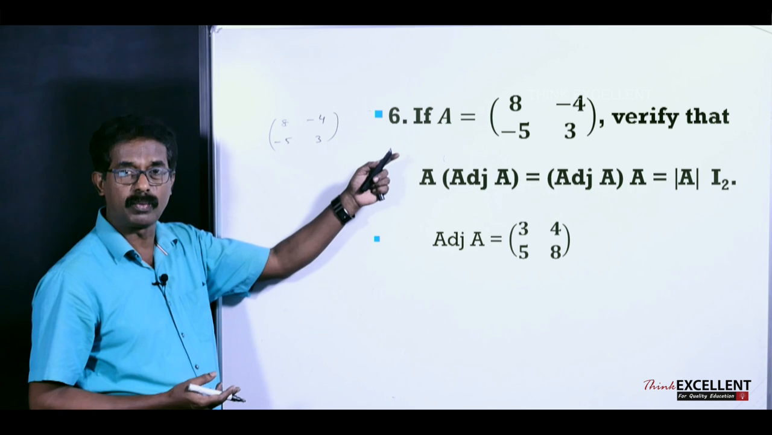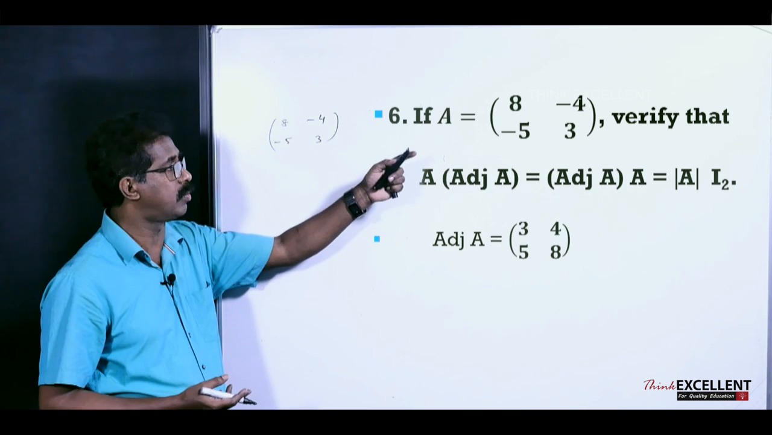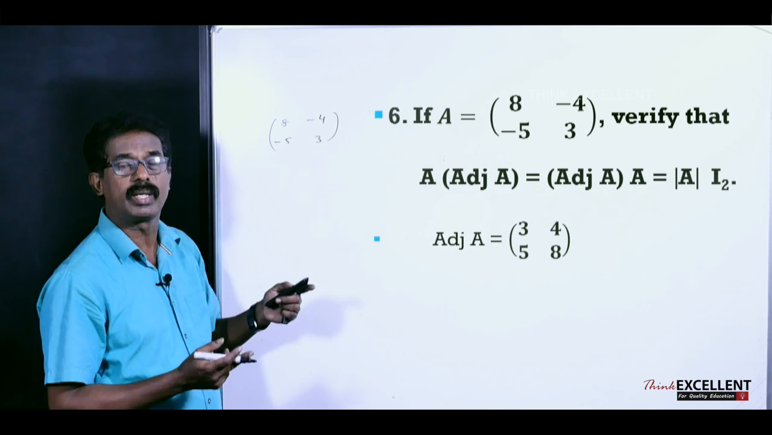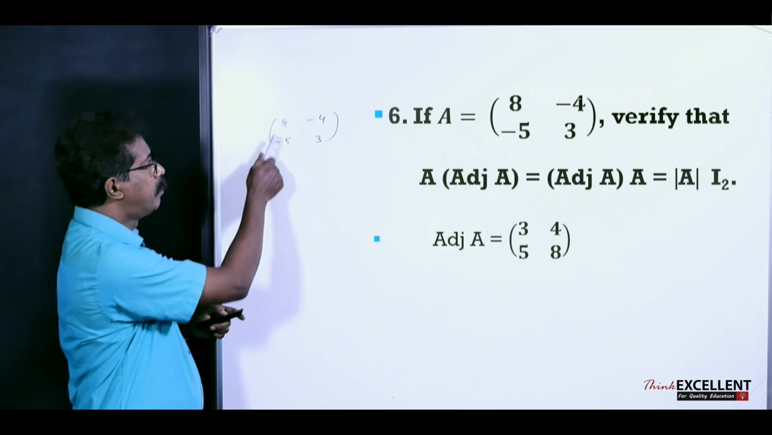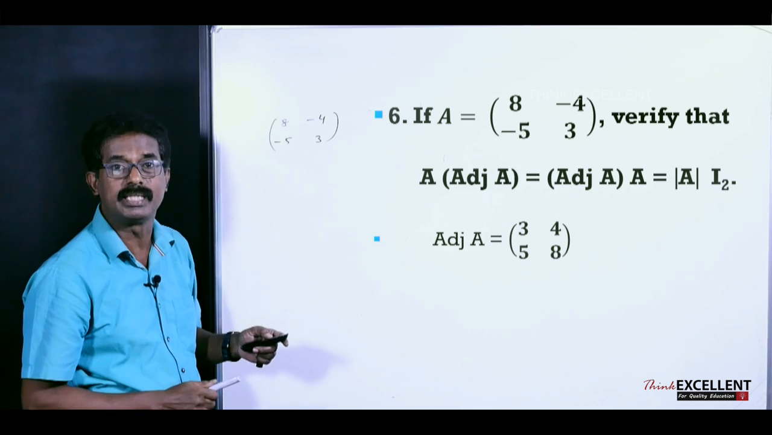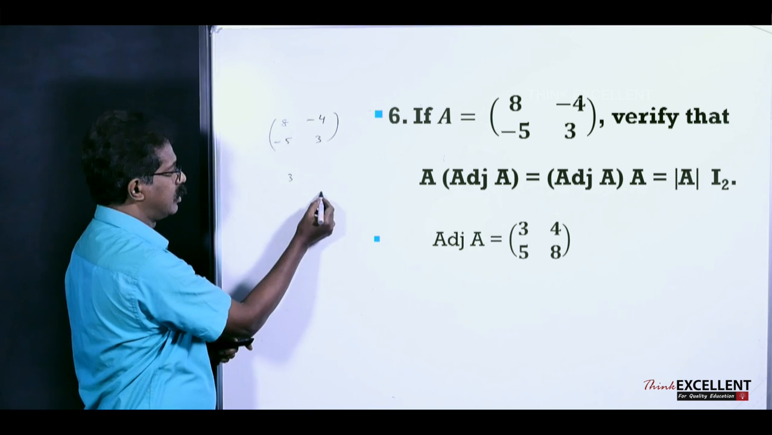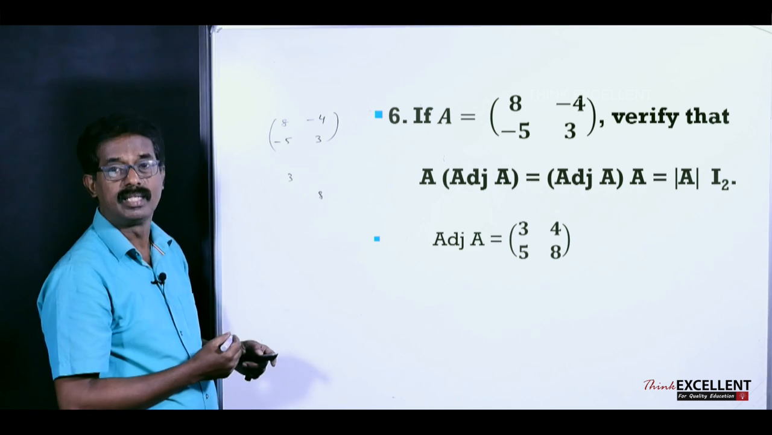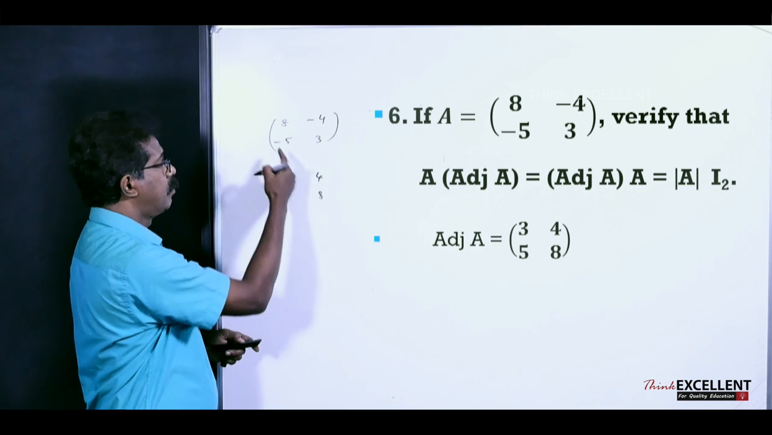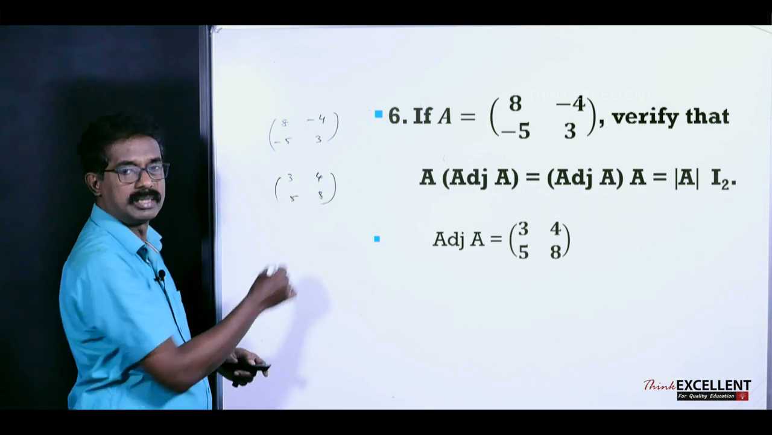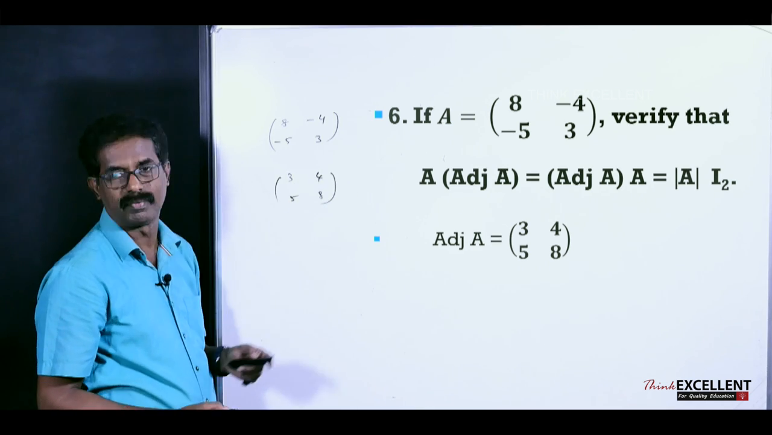So A is given, what is given here? 8, minus 4, minus 5, 3, right? Adjoint, what did I say? Two changes. What changes? Principal diagonals interchange. So 8, 3, write 3, 8. Other two elements, change the sign. Minus 4 you write plus 4, minus 5 you write plus 5. Okay, this is adjoint: 3, 4, 5, 8.